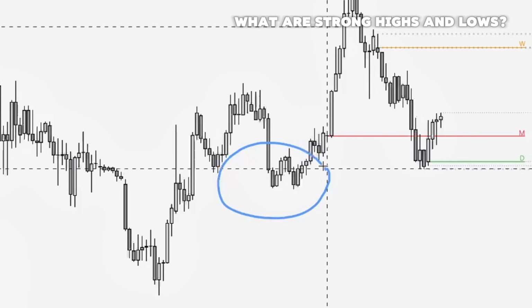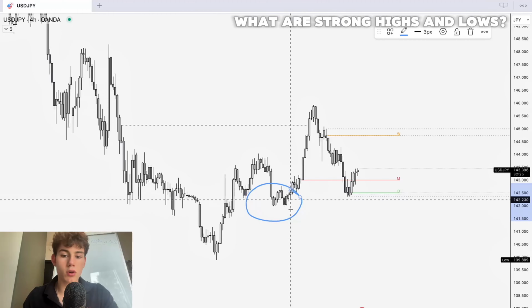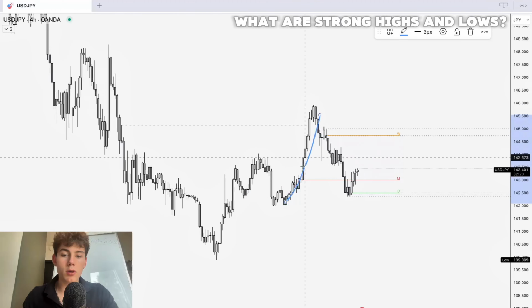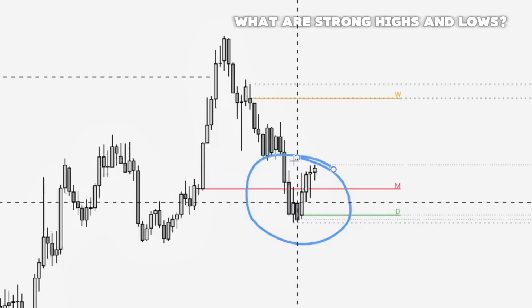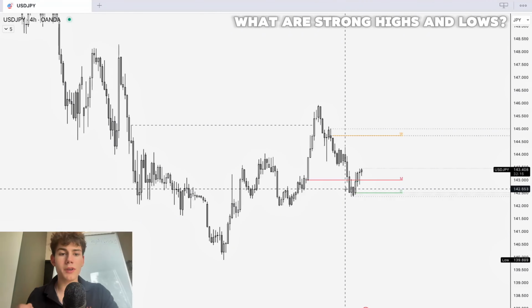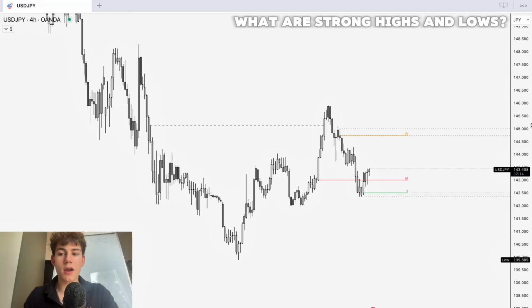Over here we also have another example of a strong low. We move away from the low and we do not break the low at all, also not over here. So those are a couple of examples of what a strong high and low is.